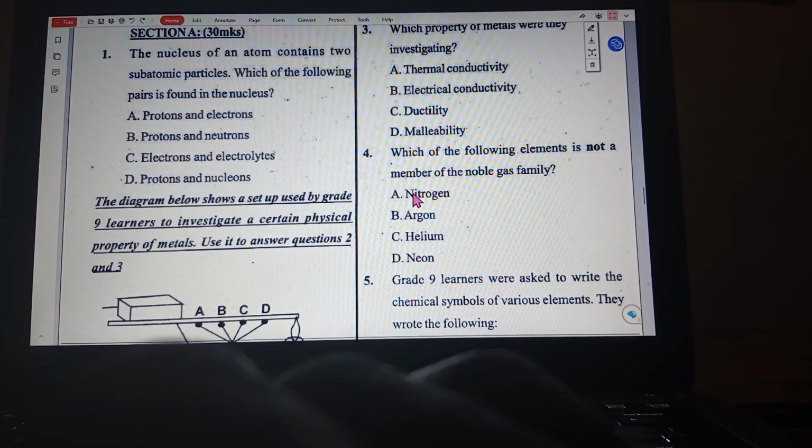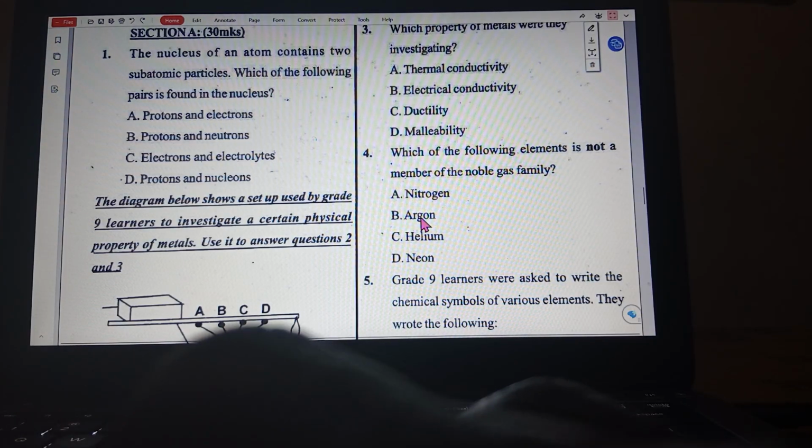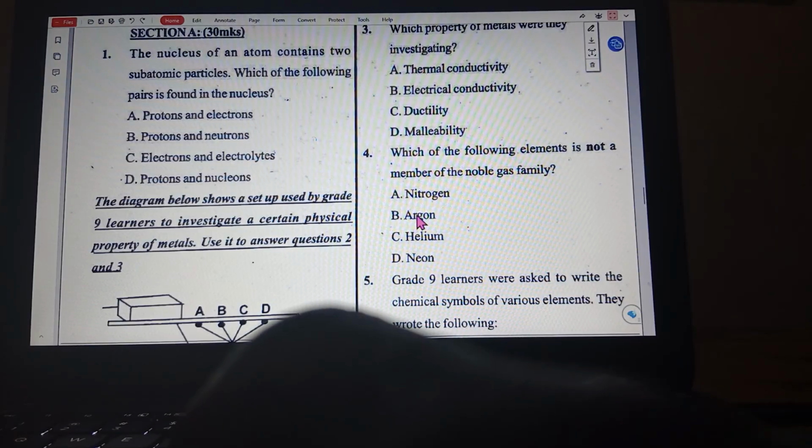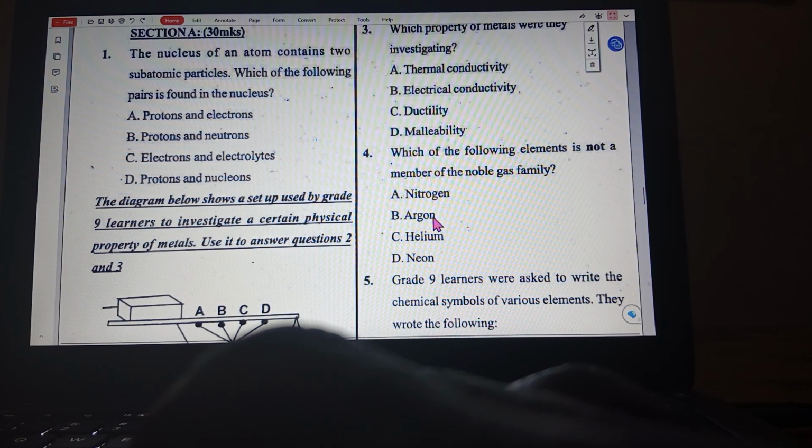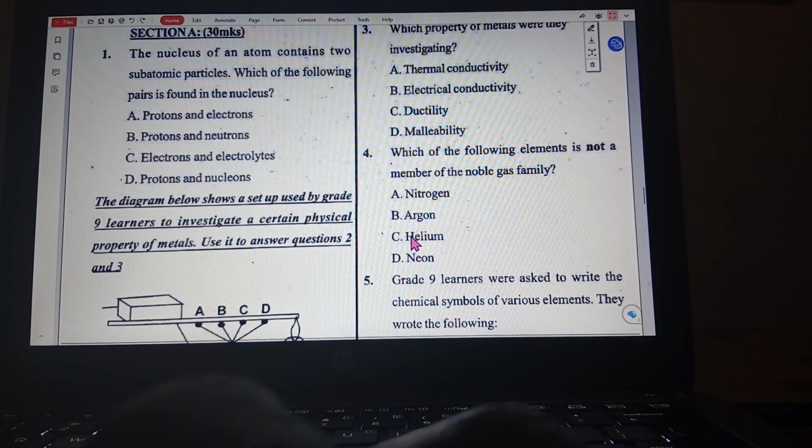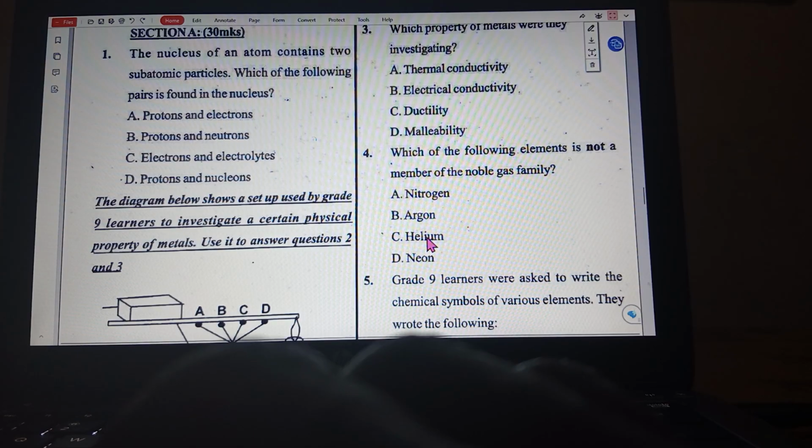Now let's begin with the first one. Nitrogen, it is atomic number 7. So the first energy level will take 2, then the remaining 5. So the second energy level is not full. Argon, it is atomic number 18. When you write the electron configuration, 2, 8, 8. So the outermost energy level is full with 8 electrons. Helium is atomic number 2. So it only has 1 ring, which is full. Neon, the outermost energy level is full.